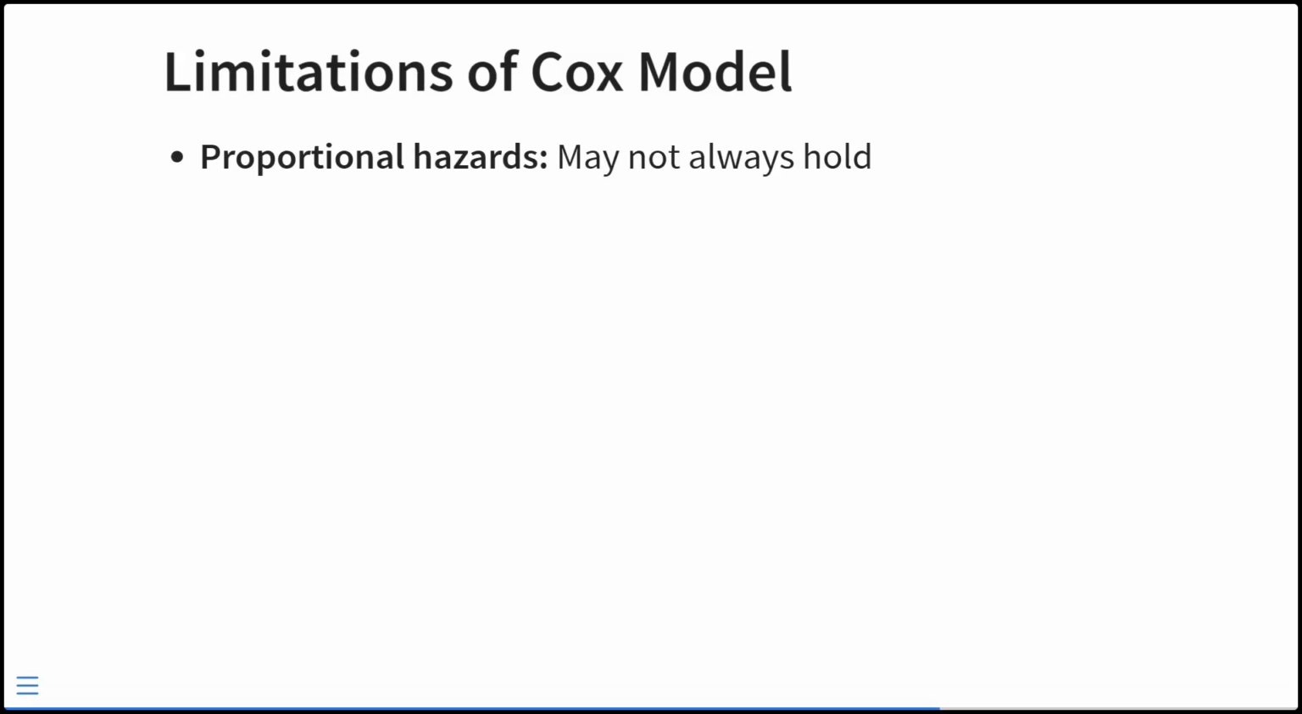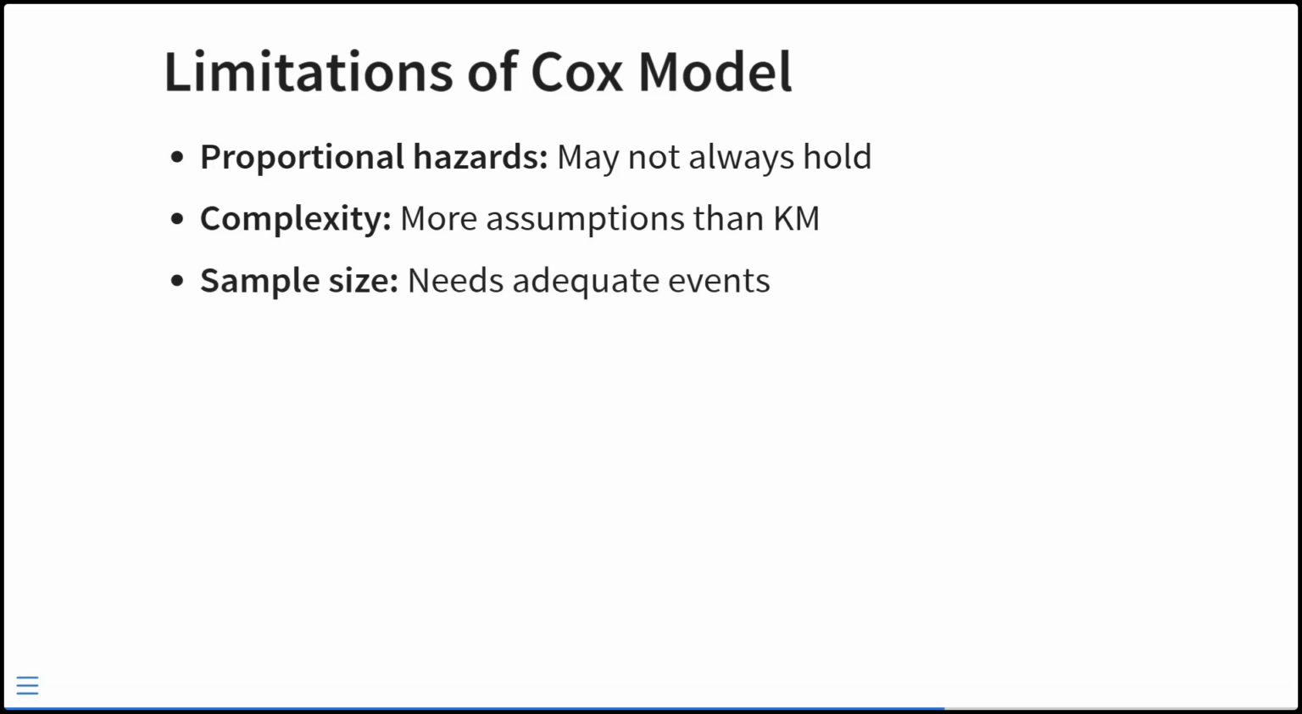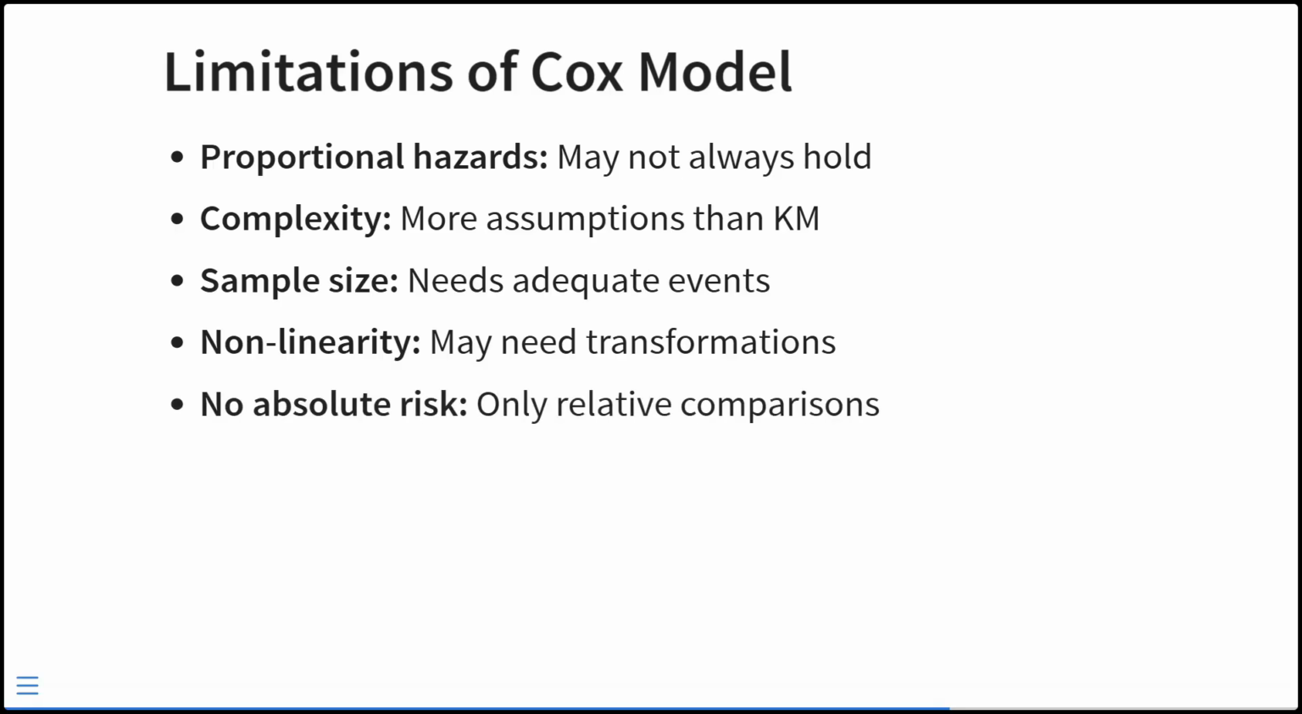But it has some limitations. Proportional hazards may not always hold, which is one of the assumptions of the Cox model. It has more complexity and more assumptions than Kaplan-Meier, and it needs adequate events. When we talk of sample size in the Cox model, we are talking of adequate events, not an adequate number of subjects or observations. Also, non-linearity at times may need transformation for you to satisfy the linearity assumption. It gives only relative comparisons, no absolute risks, and competing risks need special handling.